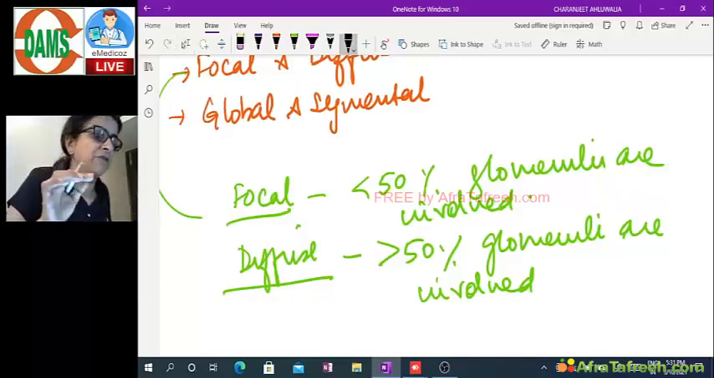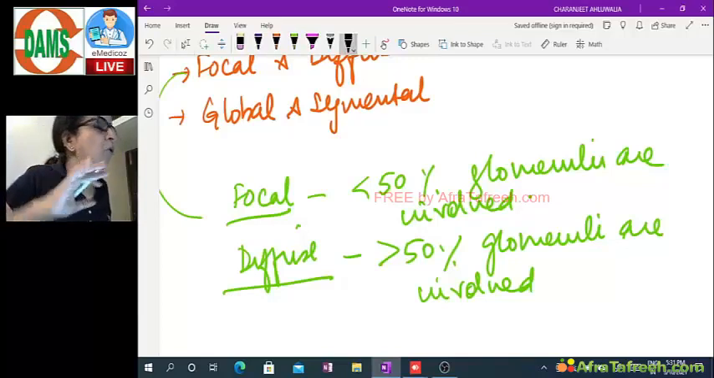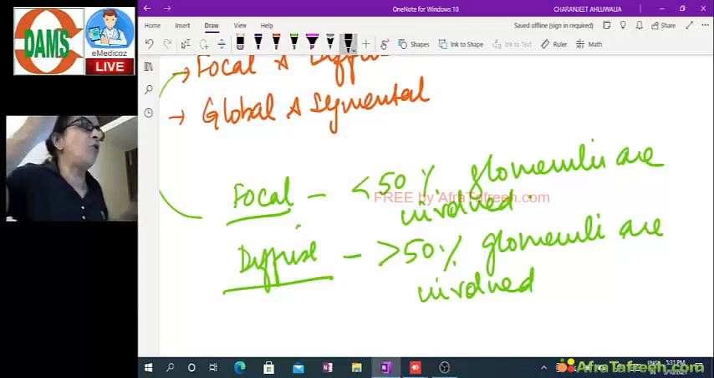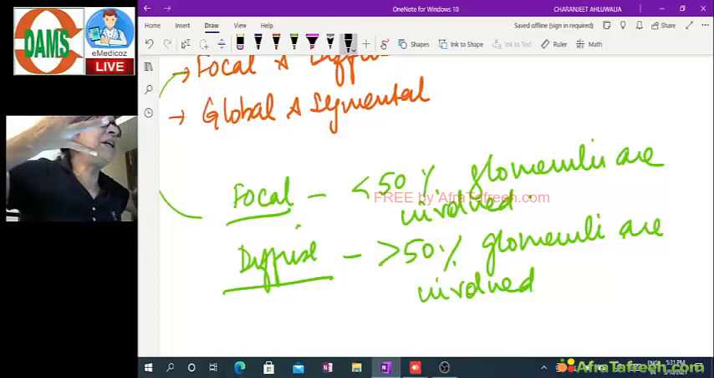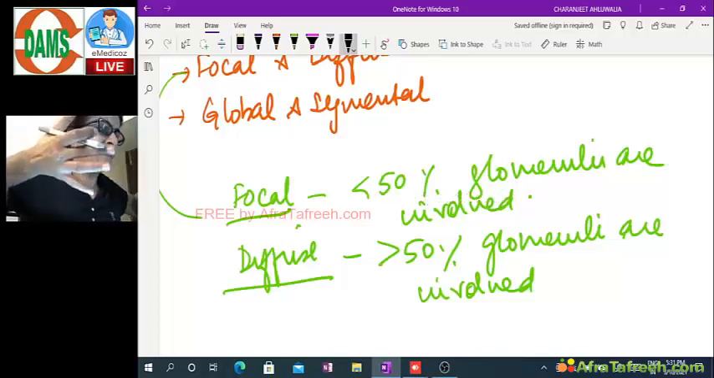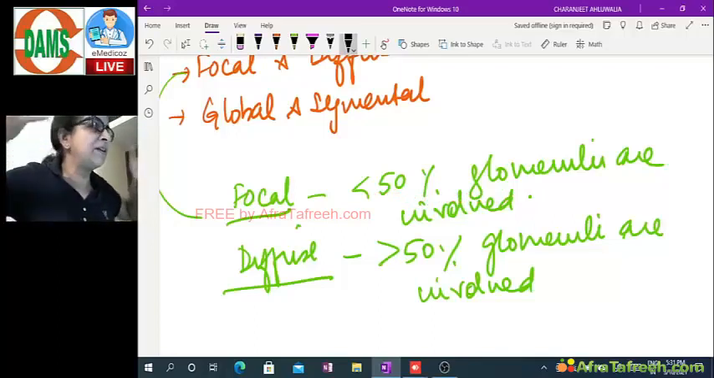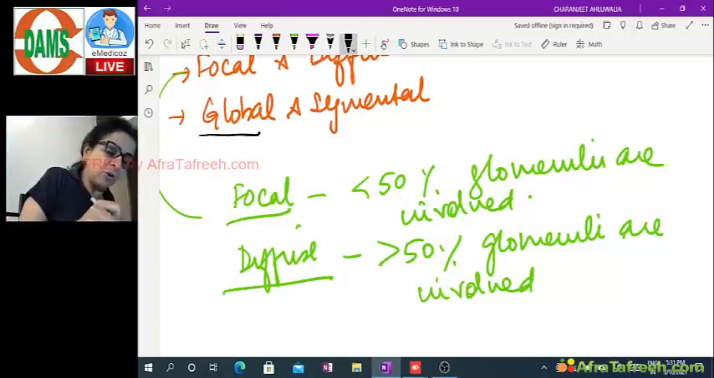So that is focal and diffuse. Focal and diffuse refer to all the glomeruli of the kidney. So what proportion of glomeruli, how many glomeruli are involved? If less than 50% of the glomeruli are involved, it is focal disease. If more than 50% are involved, it is diffuse disease. Okay, second term is global and segmental.